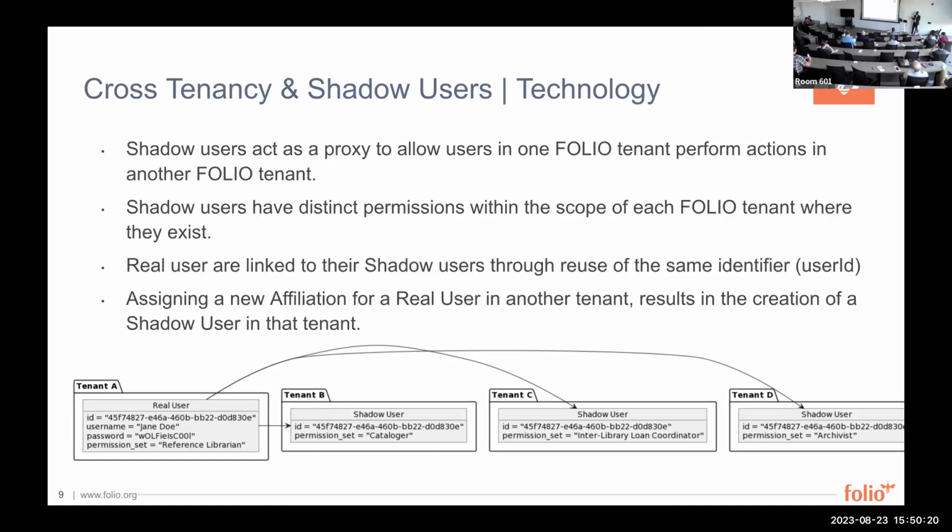So how do you give access? That's by assigning an affiliation to a real user in another tenant. To kick off that process, the real user in tenant A, at the bottom there, is granted an affiliation to tenant B, and that will enable the creation of the shadow user in tenant B.